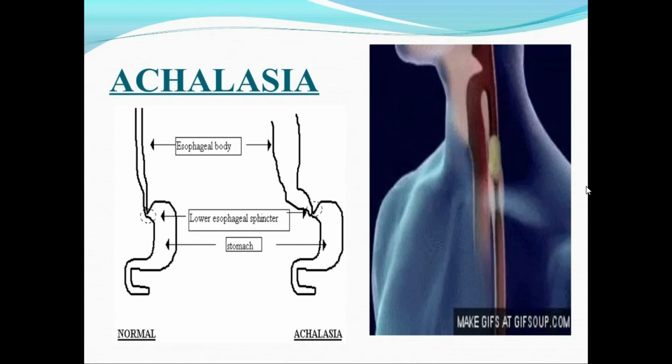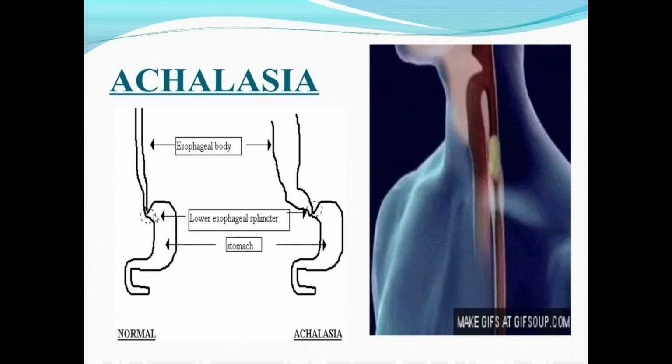Then comes achalasia. Achalasia is a condition in which muscles of the lower part of the esophagus fail to relax. As we can see here, the lower esophageal muscle or lower esophageal sphincter fails to relax, preventing food from passing into the stomach. So the food becomes choked here as compared to the normal esophagus. We can see the condition here.